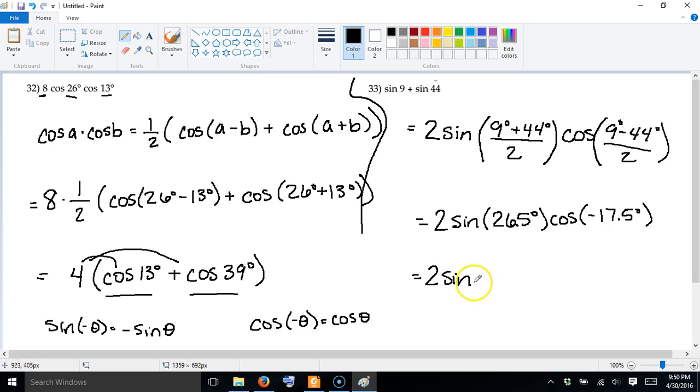Now, just rewrite it as this, where 17.5 is positive. And you are done. Okay, and we're actually done. That was the last problem of that review that I gave you.